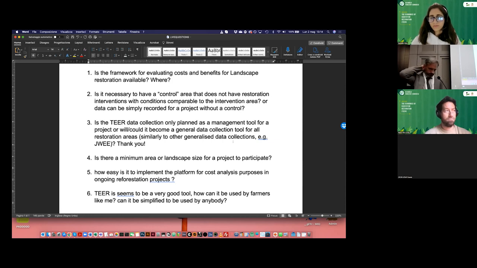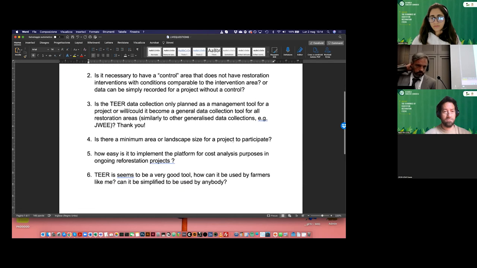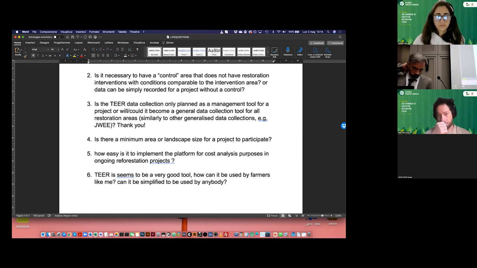Maybe just give a tentative, very quick answer to all the questions that can then be complemented. There is no minimum area or landscape site for a project to participate. As we said, it's rather the other way around. We want to record the information for homogeneous zones where you have the same condition, the same baseline, and the same intervention. This is what we call an intervention unit. So an intervention unit can be quite small, depending on the cases. And you can have very small areas that are so important, wetlands, for instance, or peatlands.